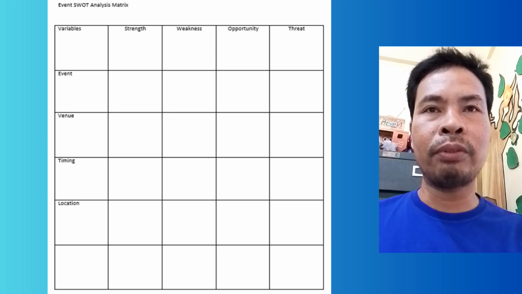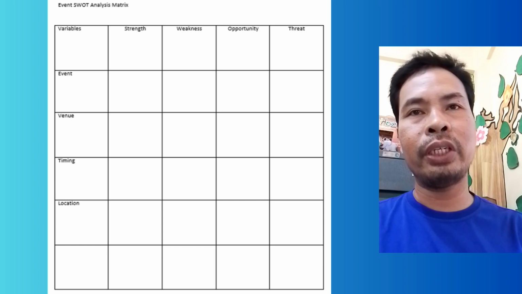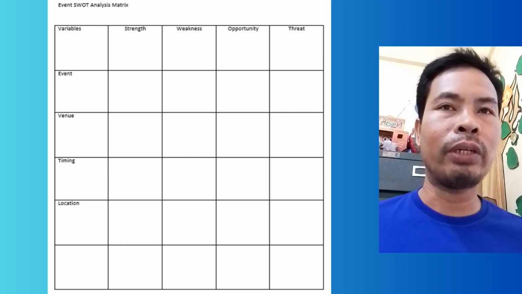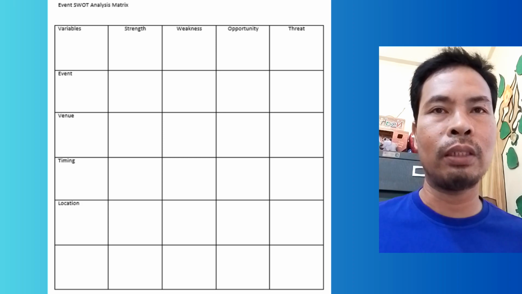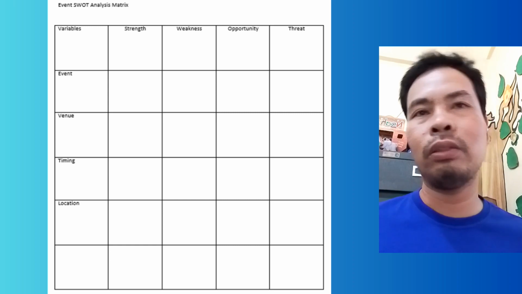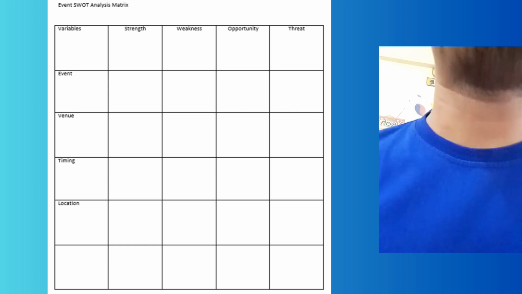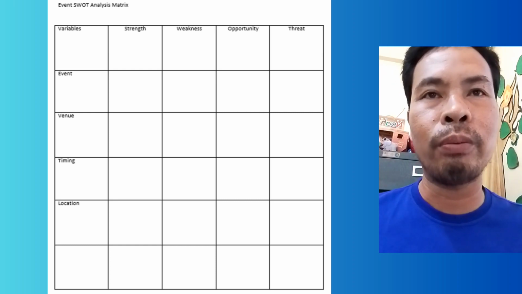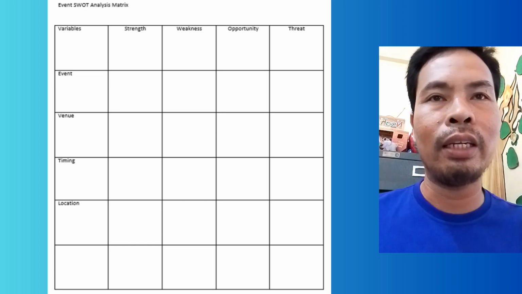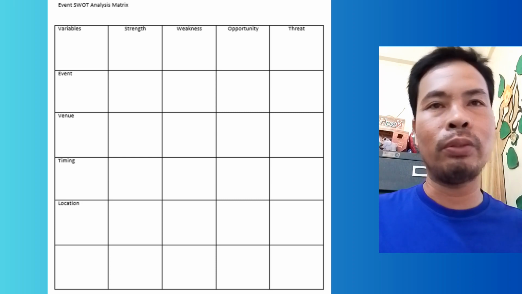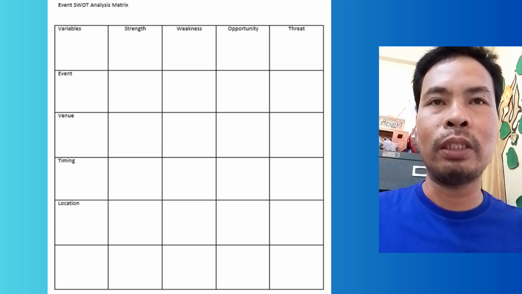Based on the information gathered from the information sheet and interview, then you can have your event SWOT analysis. You can have your variables depending on the event. For example, the event, the venue, the timing, the location. Then you can have your strength, weakness, opportunity, and threat. I made it in a matrix form so that it could be easy to fill in, and you can adjust, or whatever you do, it could be visible in the matrix.